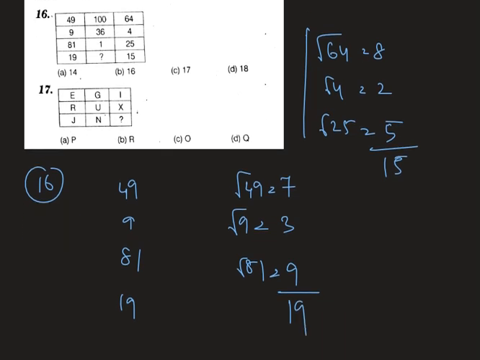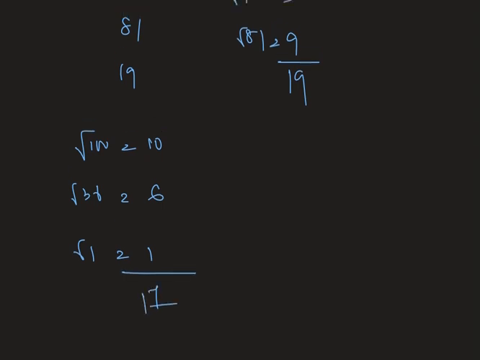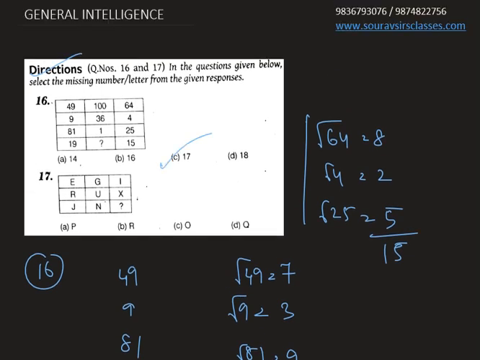Now in the second column we have 100, 36 and 1. Now 100 is the square of 10, 36 is the square of 6, and 1 can be written as the square of 1. So if we add all these numbers we get 17. So C is the correct answer.